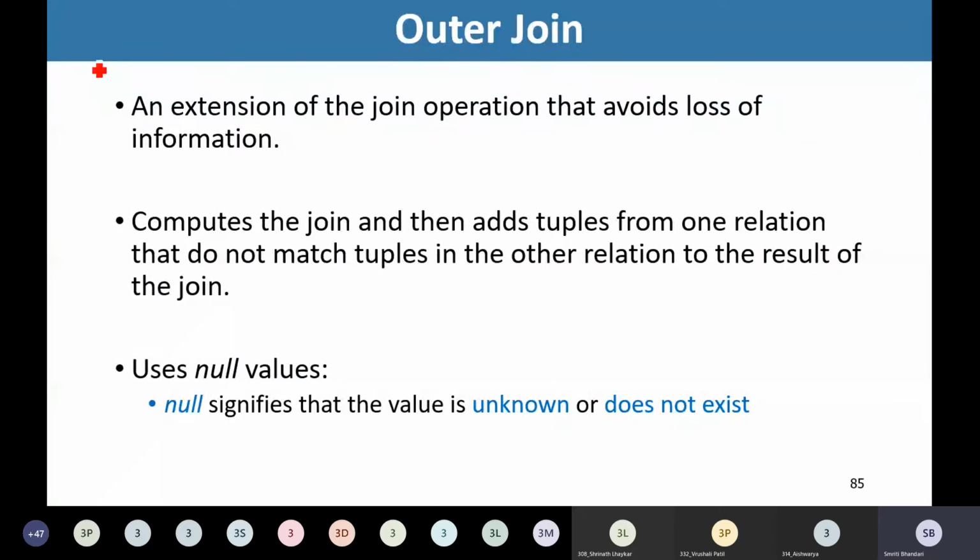Fine. So let's proceed now with the next operation, and that is the outer join operation. In fact, this outer join is an extension of the join operation that avoids the loss of information. So how does the outer join operation work? We have seen the natural join operation earlier.